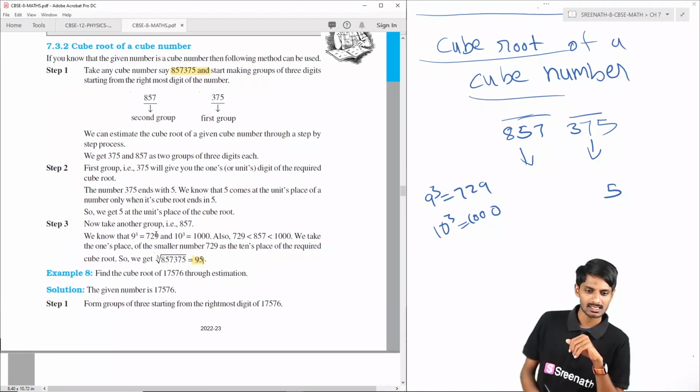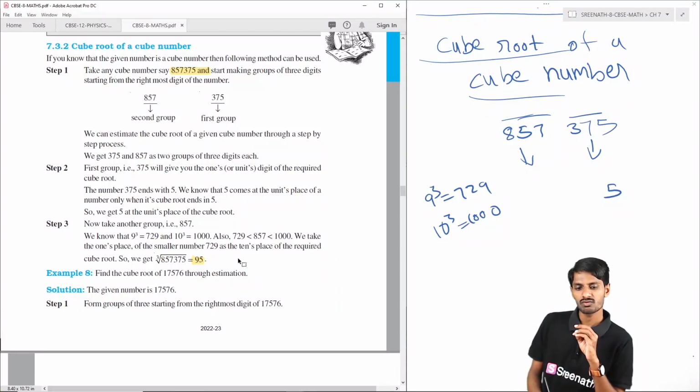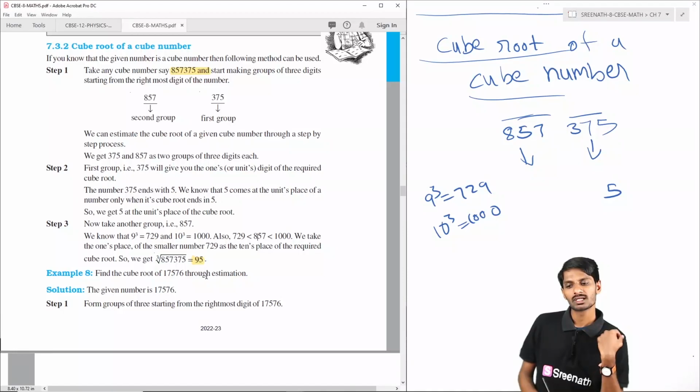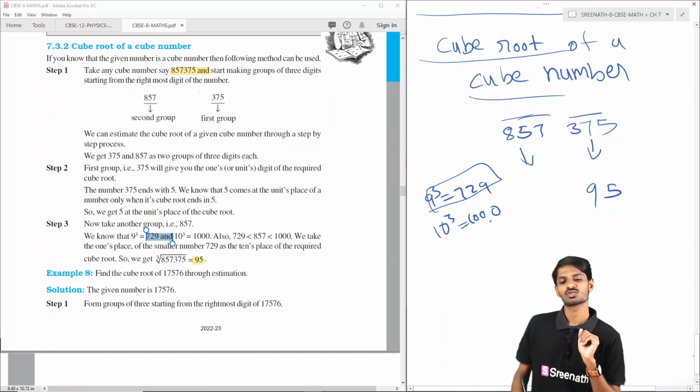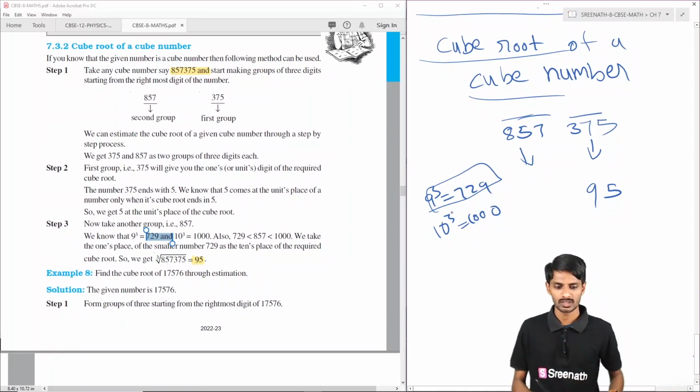We are taking 9 in this place and 5 in this place. That is 95. Since 857 is closer to 9 cube, we are taking 9. So this is the cube root, and this is the estimation of a cube root, students.